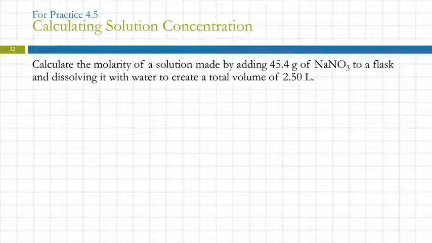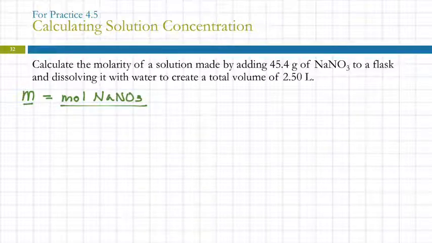So let's do an example. We're calculating the molarity of a solution made by adding 45.4 grams of sodium nitrate to a flask and dissolving it with water to create a total volume of 2.50 liters. So it says calculate the molarity. So that tells me I'm going to need to use an equation. So molarity equals the moles of solute. Here the solute is sodium nitrate, divided by the liters of solution. We'll often abbreviate that soln, solution.